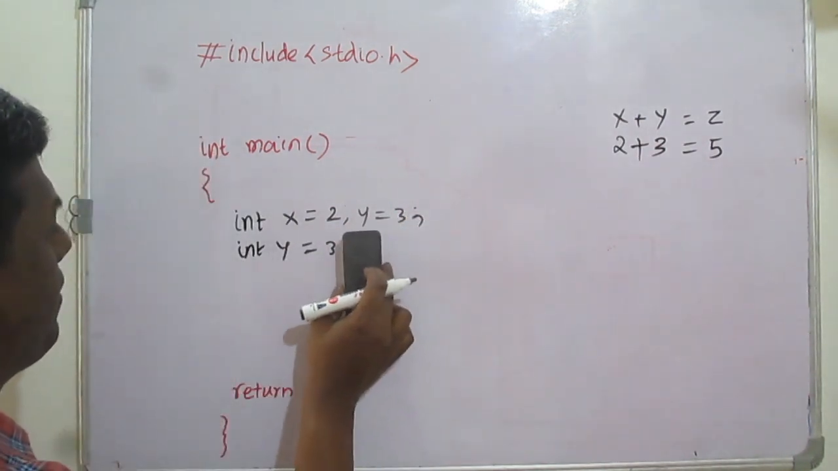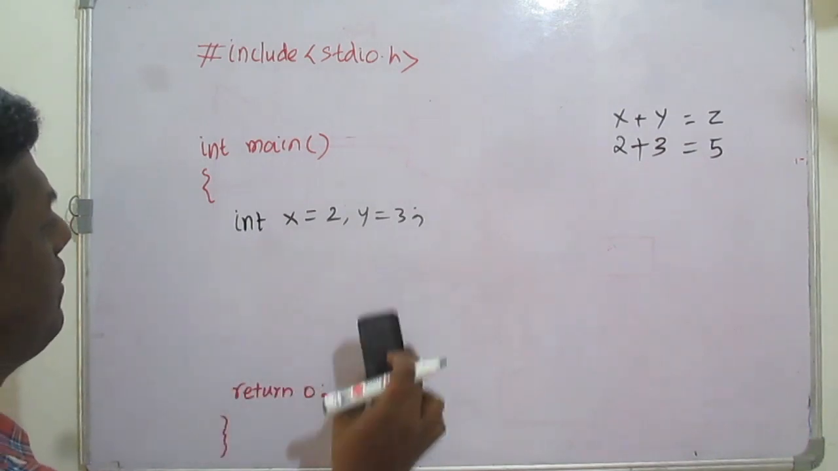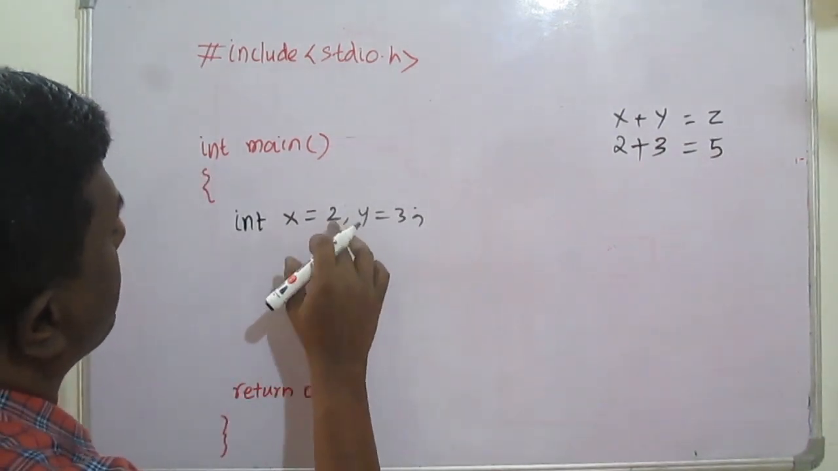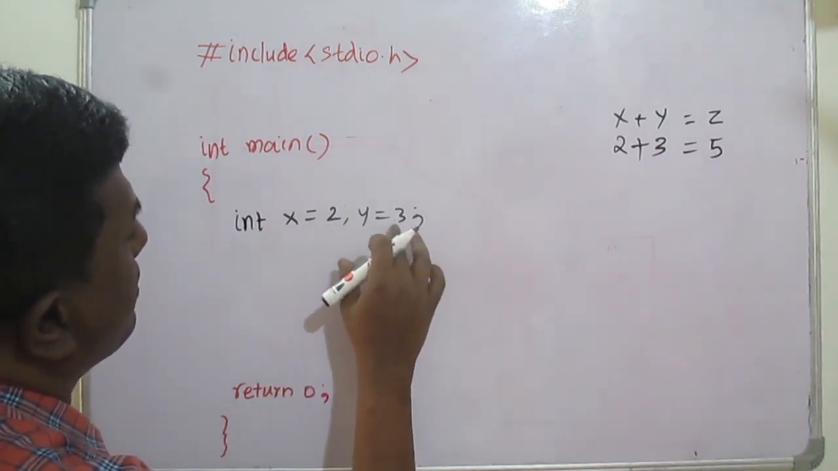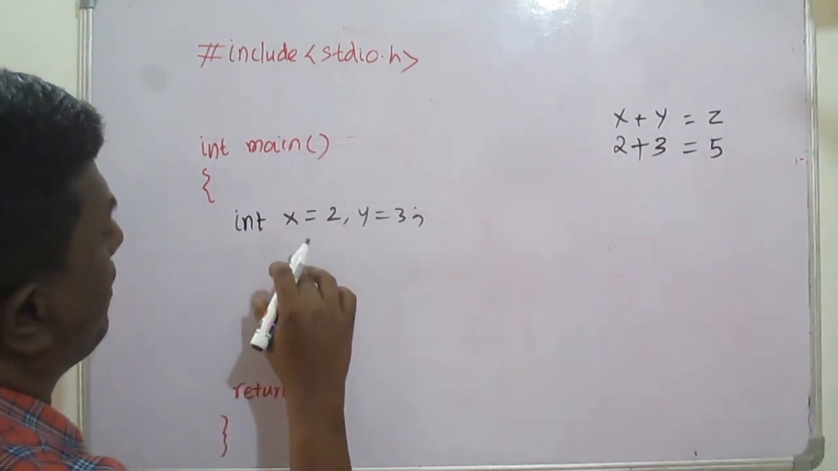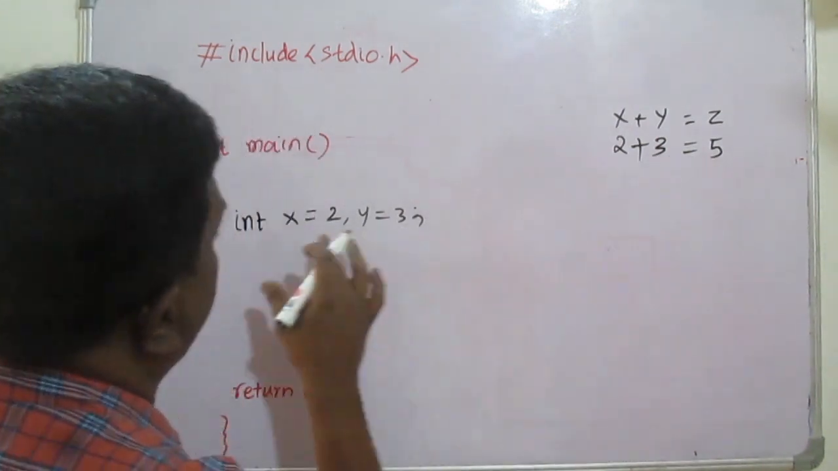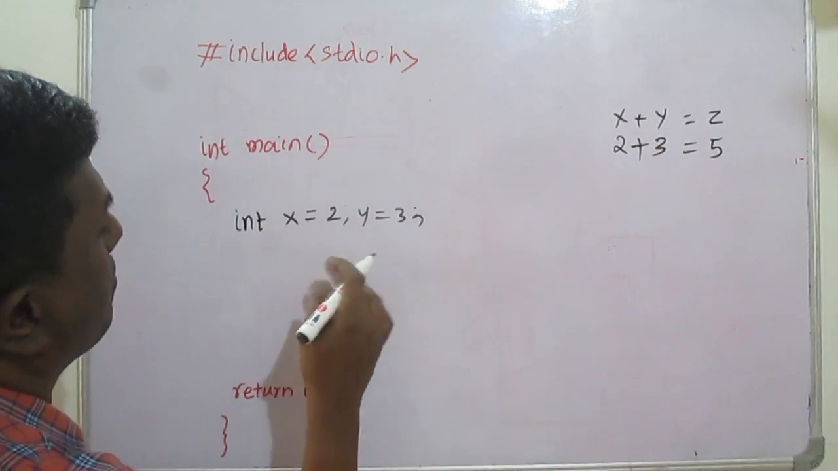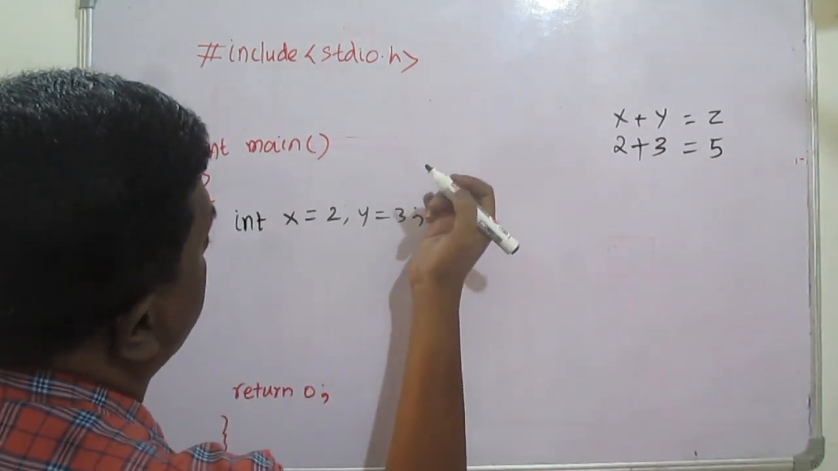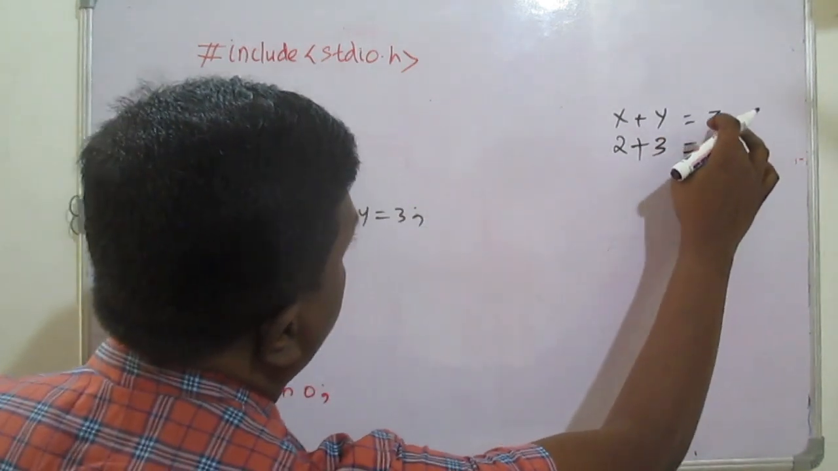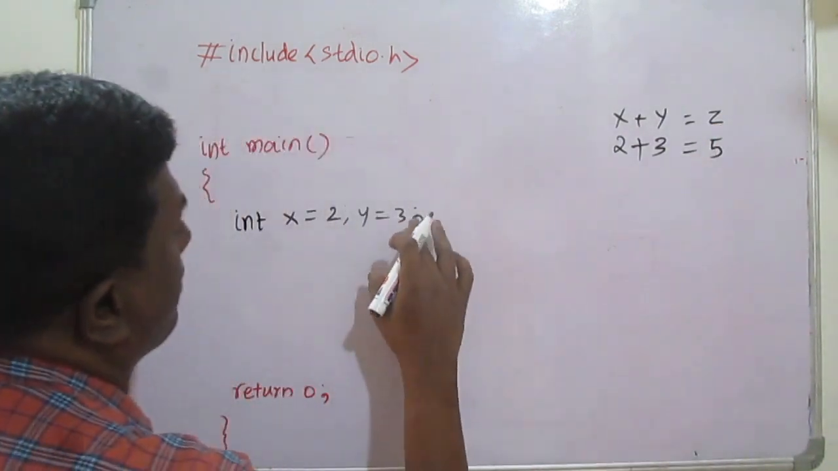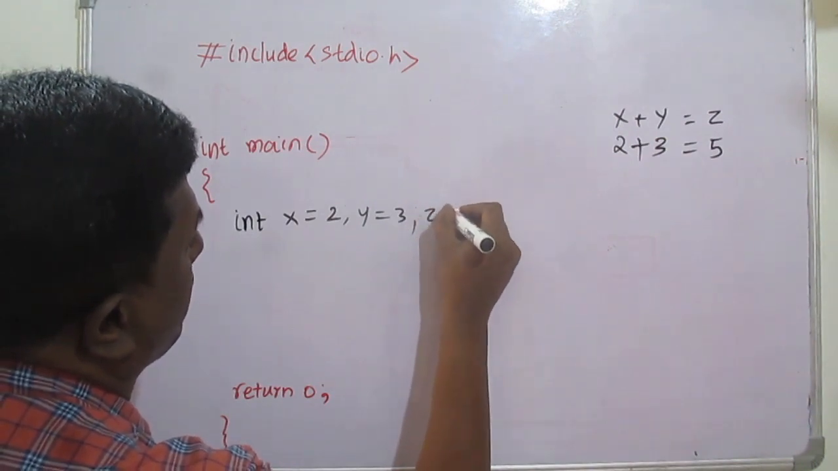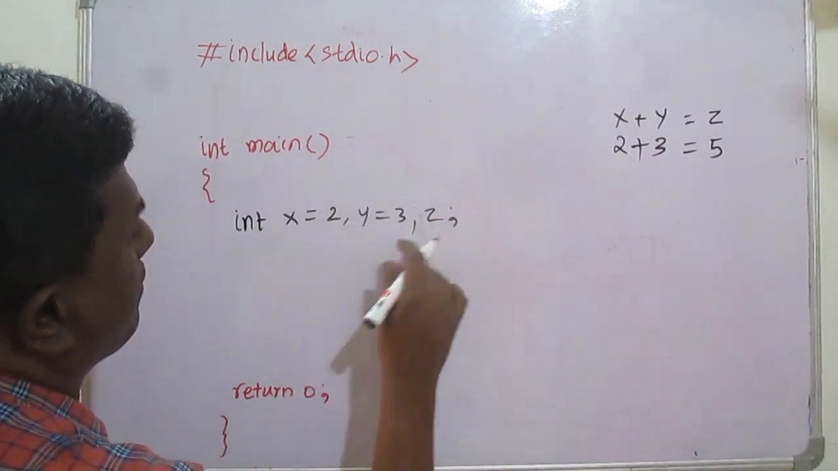Now what we have done is the declaration as well as initialization. The number 2 is assigned to X, and 3 is assigned to Y. We have assigned the values to the variables; X and Y are variables. We need one more variable, Z, because in Z the 5 will be stored. So we add one more variable in the same line, Z, and finally we give the semicolon.